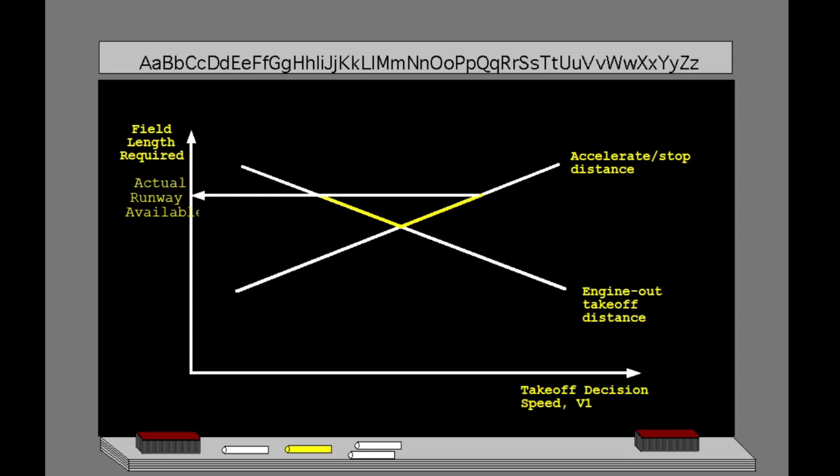Unbalancing may be used to increase a VMCG limited takeoff weight or a brake energy limited takeoff weight. Increasing V1 can be used to increase V1 above the minimum control speed. The minimum control speed will be described in the next section. On the other hand, decreasing V1 can be used to reduce V1 below the maximum brake energy speed. This limitation is also described in an upcoming lesson.